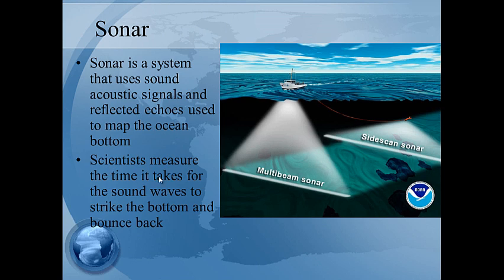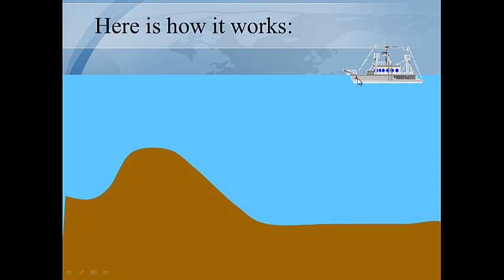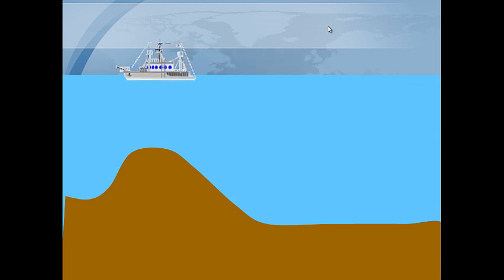So scientists measure the time it takes for the sound waves to strike the bottom and bounce back. So if this ship, let's say, has sonar on it, sends a wave down to the bottom, and it bounces back, okay, and we measure the time it takes. That tells us how deep it is. And then let's say we go over something not as deep, okay, and then we send out sonar here, and it hits the bottom, bounces back, and boom, it's a shorter time it takes to bounce back. So that tells us it's more shallow here.